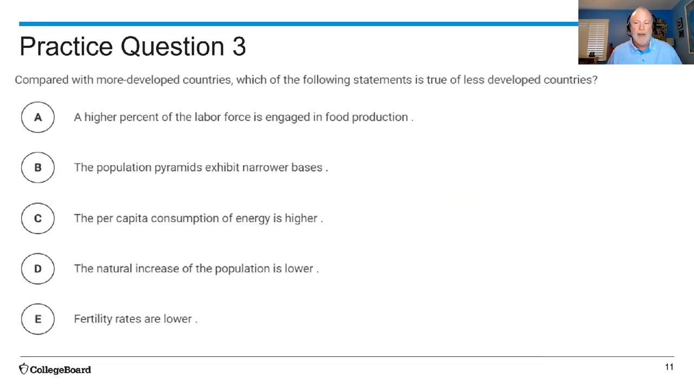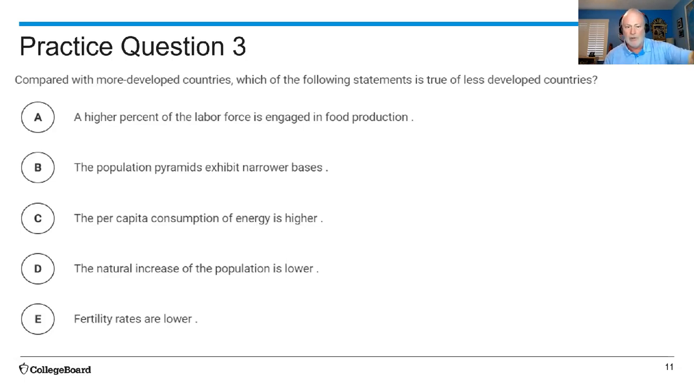One more question for you. And this one is the one that's going to be a compare verb. And remember, if you look through your CED, you've got define and identify and describe and explain, and then you have this compare verb. So compared with more developed countries, which of the following statements is true of the less developed countries? Well, this goes back to the map that we talked about, where we could see that there was a geographical division of primary and secondary and tertiary employment and beyond. So what do we know about the less developed economies of the world, right?